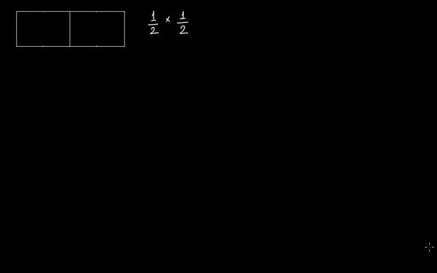So till now we have learned how to multiply a fraction by a whole number. What if we have to multiply two fractions? That is, how will we perform multiplication of a fraction by a fraction? Suppose we have this multiplication of two fractions, 1 by 2 multiplied by 1 by 2.